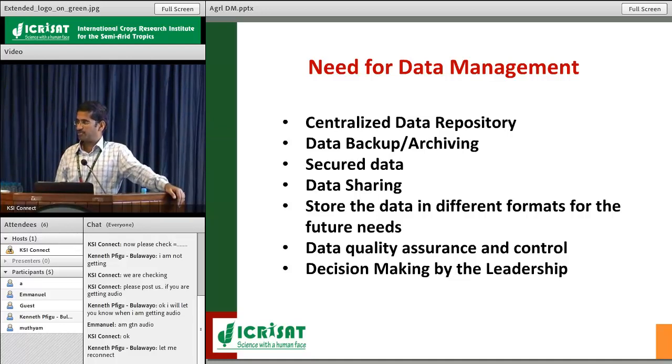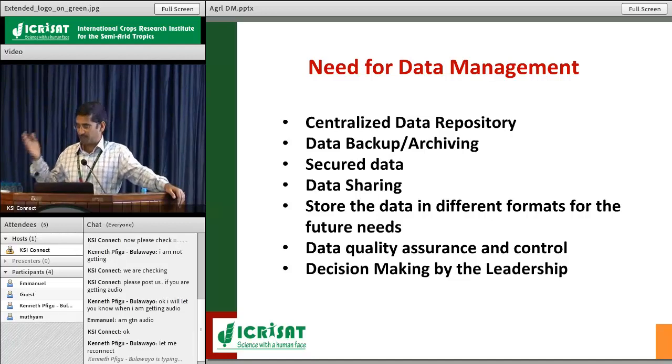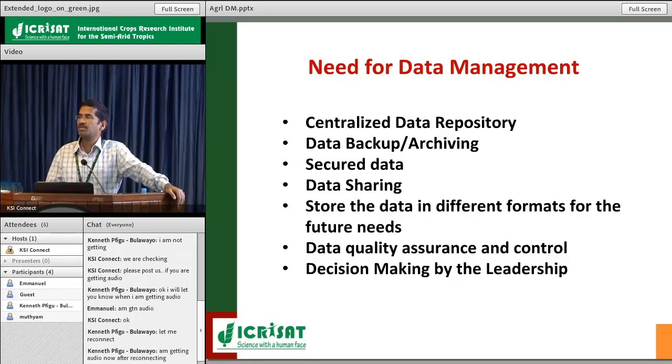Of course, data quality assurance. There should be a mechanism in your organization or process flow to keep the data quality. Without a data quality check, we need to ensure the quality before making the data open. And of course, for all these efforts, the leadership decision is very, very important.